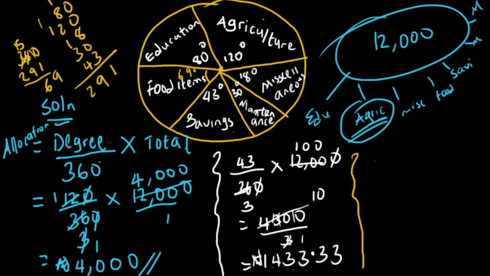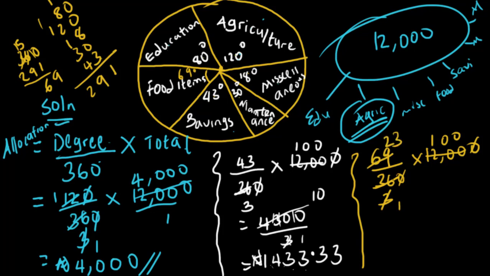Does that make sense? So if I want to find the allocation for food item, I just do 69 over 360 times 12,000. 0 cancels 0. 12 here 100. 12 here 3. 3 here 1. 3 in 6 is 2. 3 in 9 is 3. So we are left with 23 times 100. That will give us 2,300 naira. Do you understand? So this is how to find the allocation for each of the segments in a pie chart.